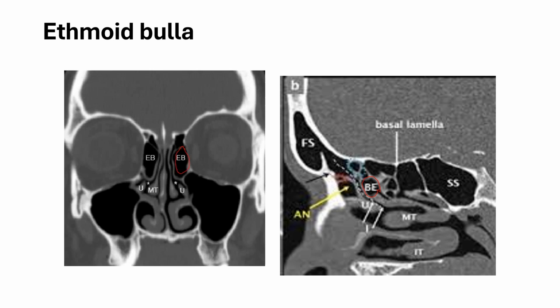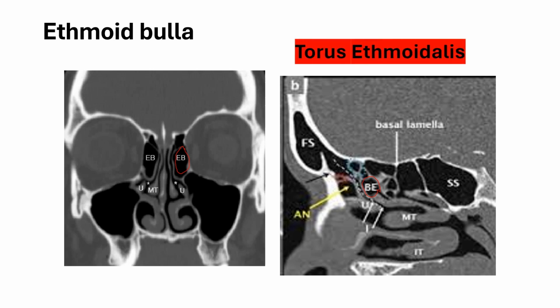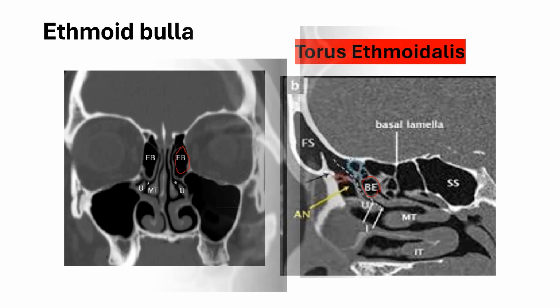This is the largest ethmoid air cell and it forms the roof of the middle meatus. So it takes part in the drainage of the ethmoid air cells, anterior ethmoid air cells into the middle meatus, and failure of pneumatization of the ethmoid bulla is called the torus ethmoidalis.